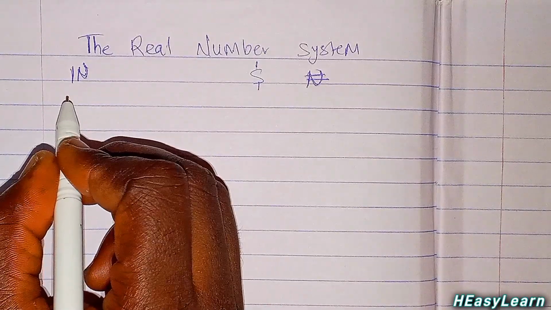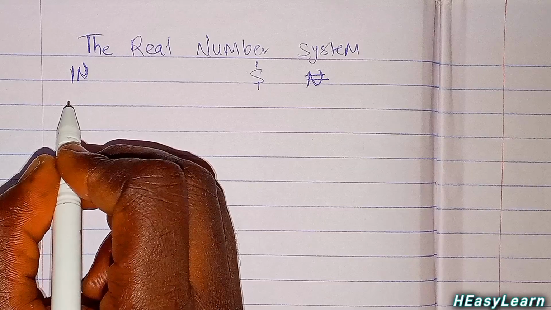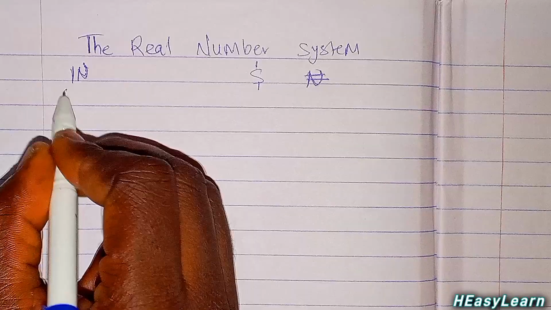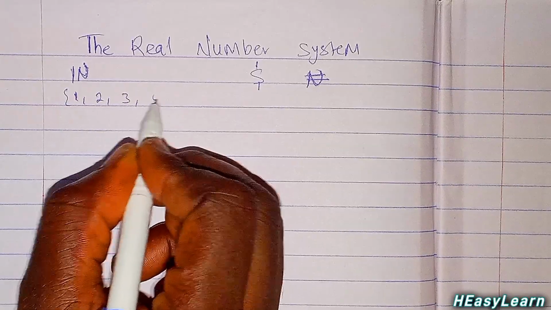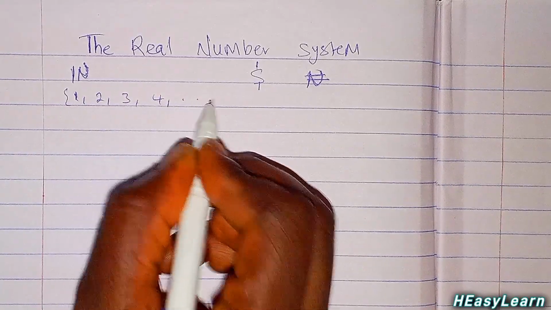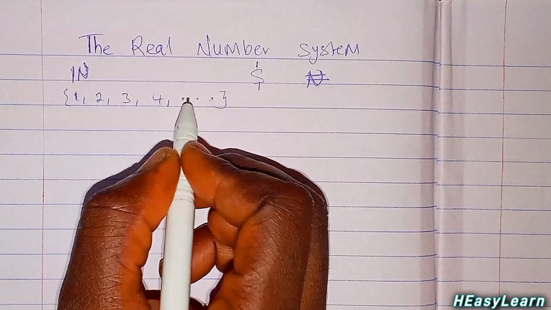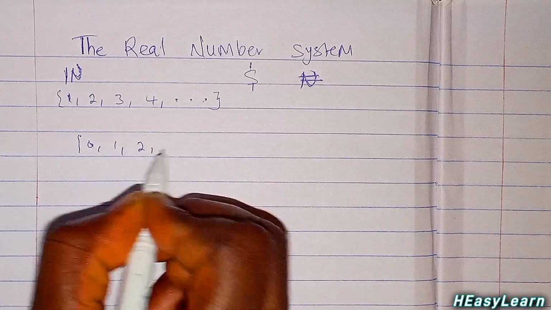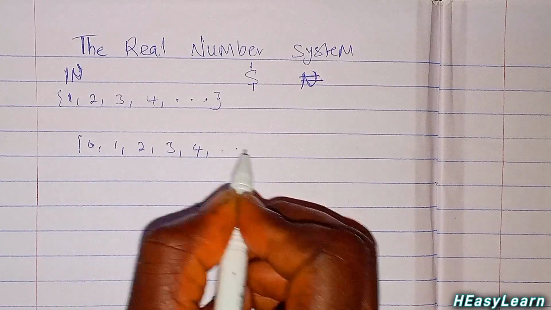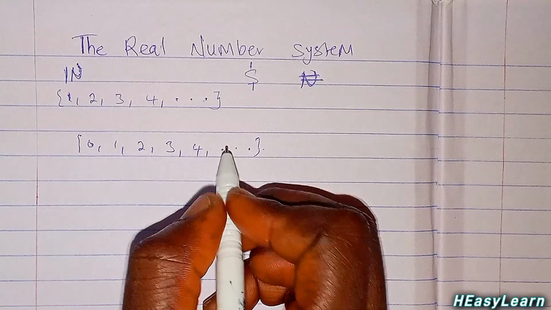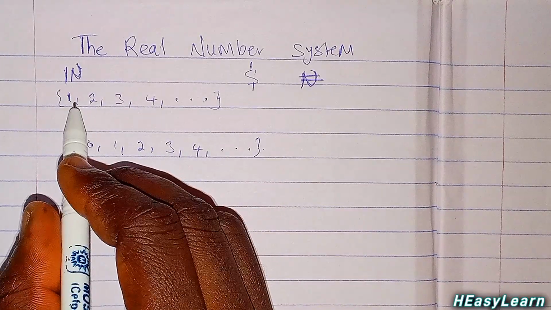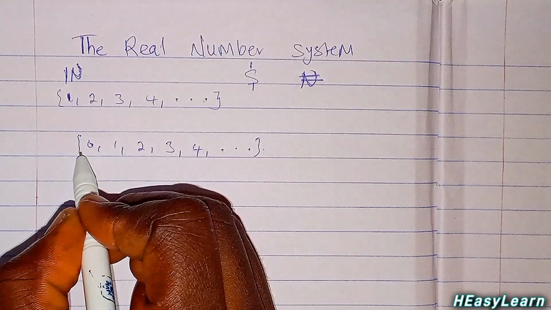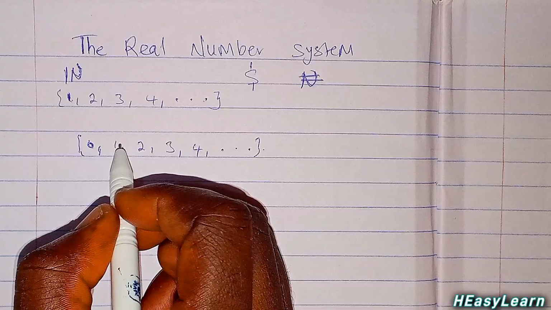What are the natural numbers? How do natural numbers look like in mathematics? Natural numbers are numbers that start from 1, 2, 3, 4, on and on. There is also what we call the whole numbers. The whole numbers start from 0, 1, 2, 3, 4, on and on. But in some texts, natural numbers include 0. In my own definition, natural numbers start from 1, while the one that starts with 0 is called whole numbers.